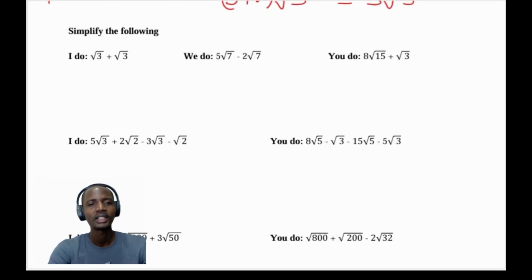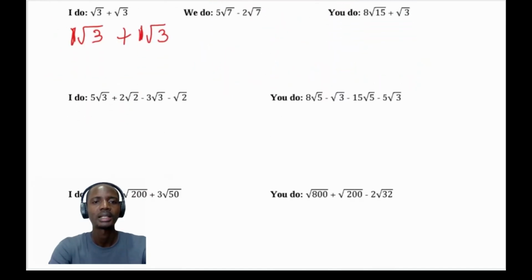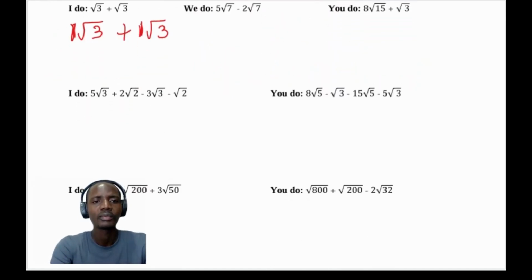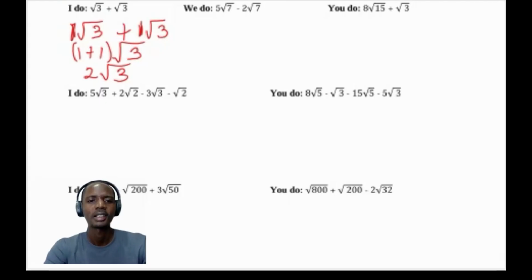Then there comes the challenge. It is important to know that root 3 is like saying 1 root 3. So it's like saying 1 root 3 plus 1 root 3. Remember what we did here when we needed to do this. So we add the numbers we have outside. That's the real part. So 1 plus 1. Then we have the radical part, which is root 3. So that gives us 2 root 3. I hope that is clear.